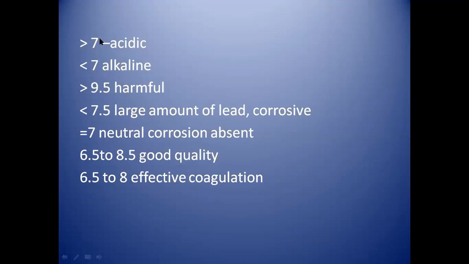Now see, if the pH is greater than 7, water is acidic. If the pH is less than 7, water is alkaline. If the pH is greater than 9.5, then water is harmful. If the pH value is less than 7.5, a large amount of lead is present in water and water is corrosive. If the pH is equal to 7, the water is neutral and corrosion is absent.